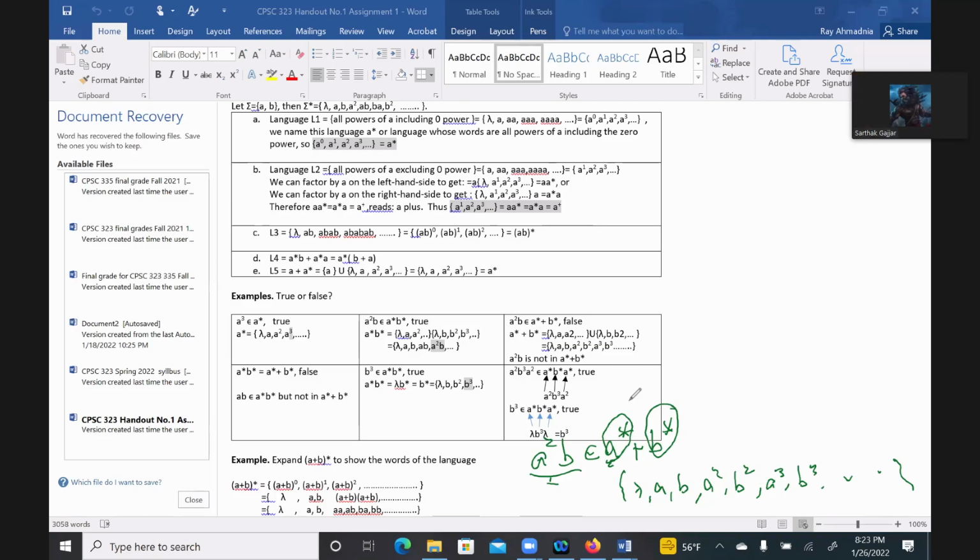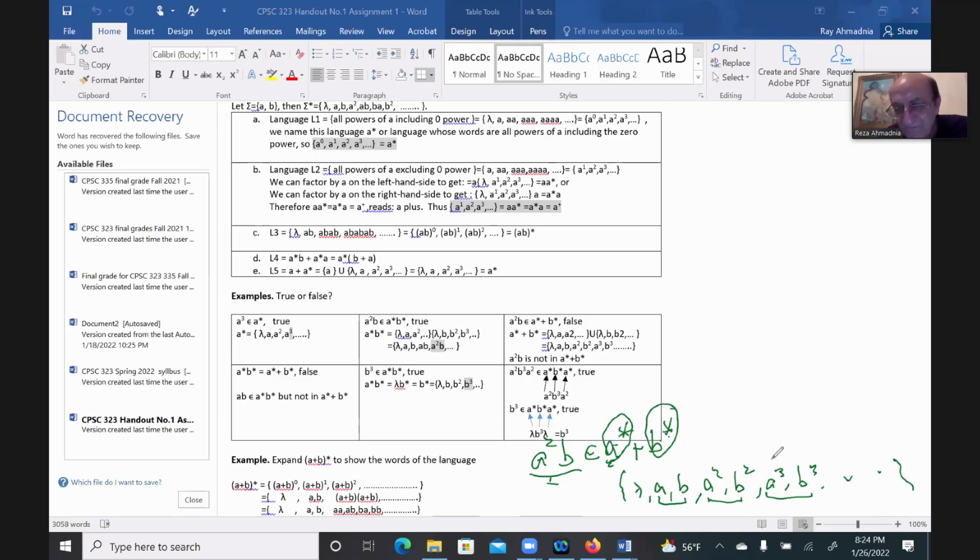So, Professor, anytime we see a plus, it means or? Yes, or. It is union. So all of these words union with all of these words. Lambda is in both of them. Then I have A here, I have 1 B here, so these are the only words of length 1. Length 2: A squared from here, B squared from this one. All words of length 3: A cubed from here, B cubed from here.